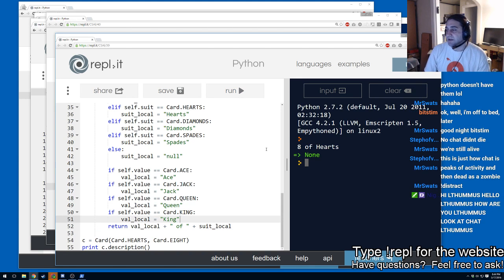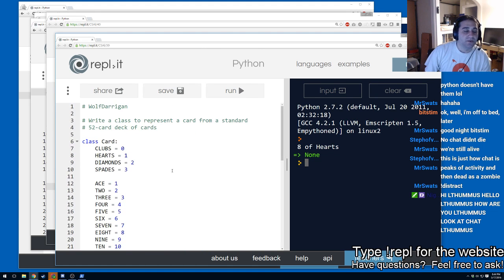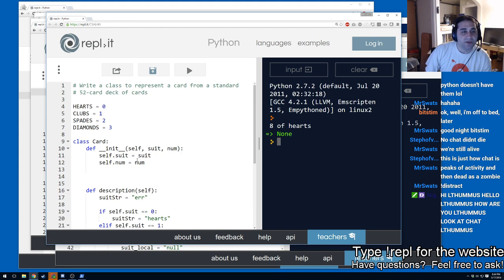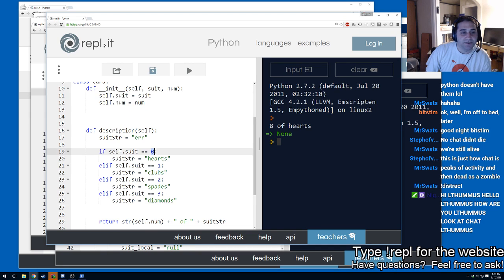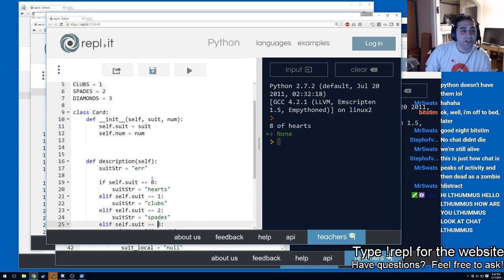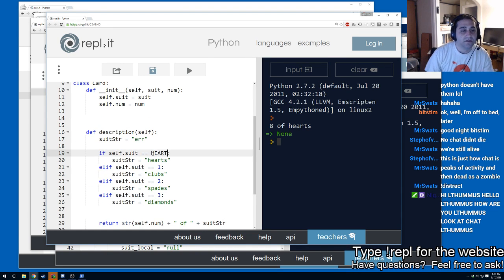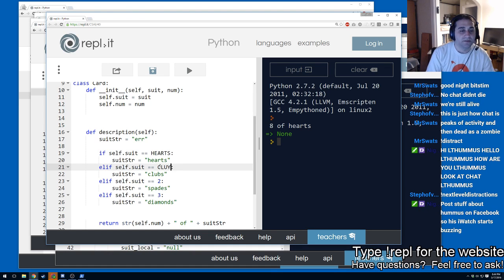So that's kind of, I like that. That's really good actually. The only thing I would comment on this is, instead of doing 0, 1, 2, 3 here, you can actually write hearts, clubs, etc.